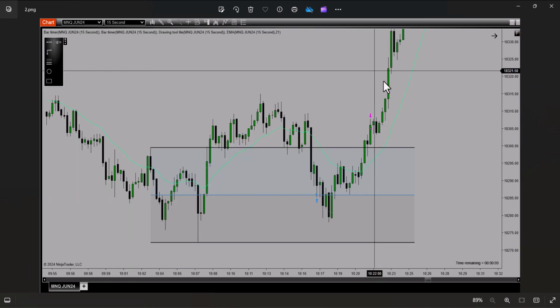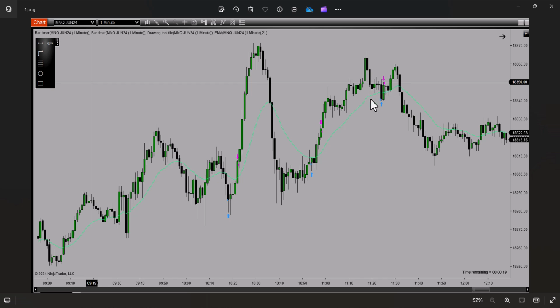So let's go back to the higher time frame. We need the context, guys, always. Don't get lost in the lower time frame. Don't log in to the chart, open the 5-second or the 15-second chart and start looking for trade ideas.